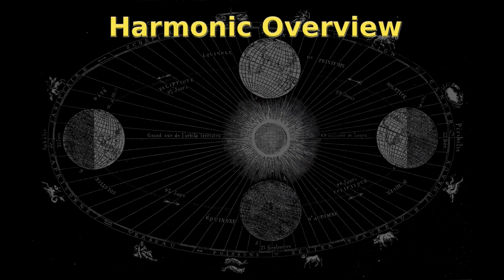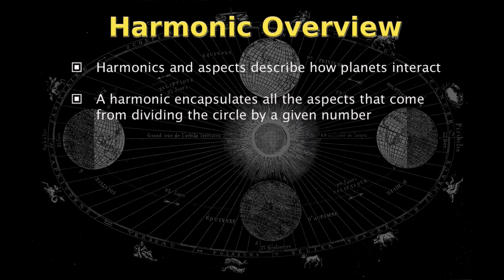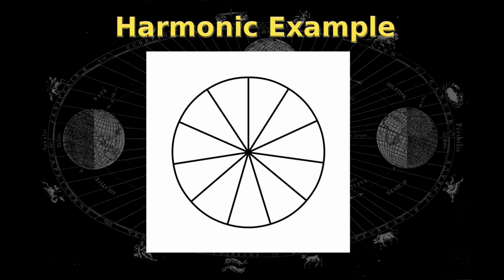Harmonics and aspects are very similar. They both describe how planets interact or come together. The big difference is that a harmonic encapsulates all the aspects that come from dividing the circle by a given number. Take this circle divided by 11, for example. You can have 1/11th aspect, 2/11th aspect, 3/11th aspect, and so on, and these are all considered part of the 11th harmonic.